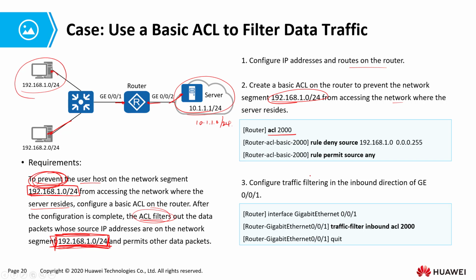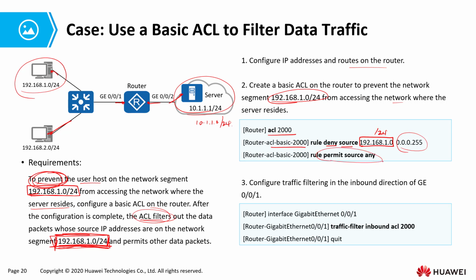Because it's ACL 2000, we know that that is a basic ACL. Now we are inside ACL 2000 view. We shall create a rule by saying rule deny source, and we specify the network segment. The wildcard we are going to use to mean that we want all IP addresses on a /24 of the specified address is 0.0.0.255. And then we say rule permit source any.